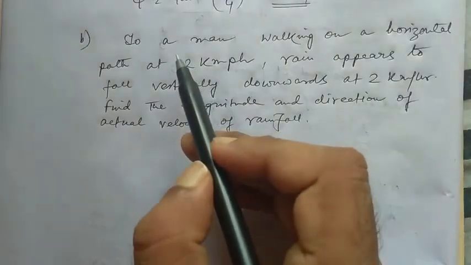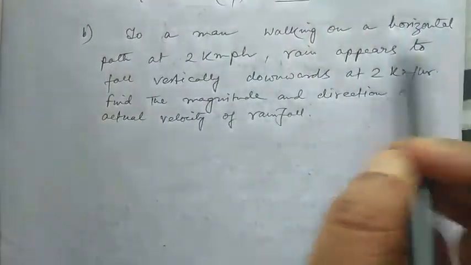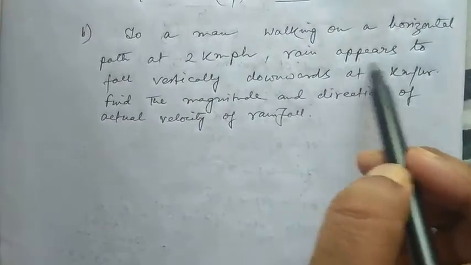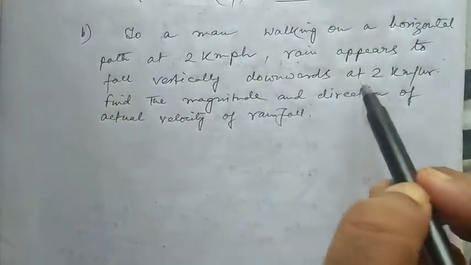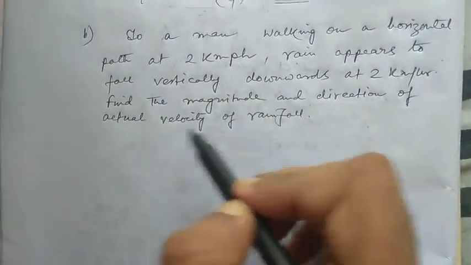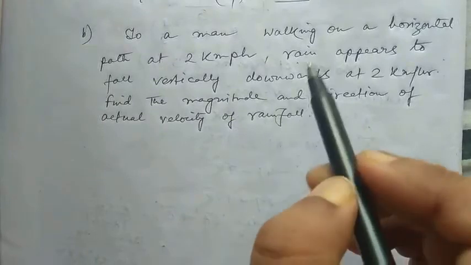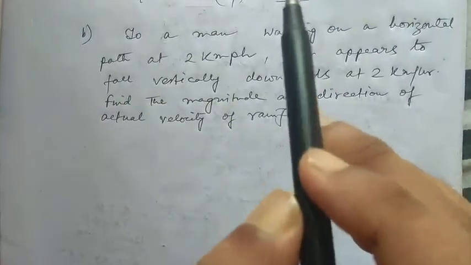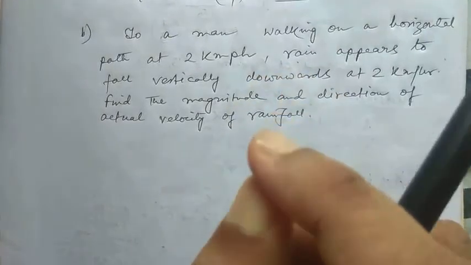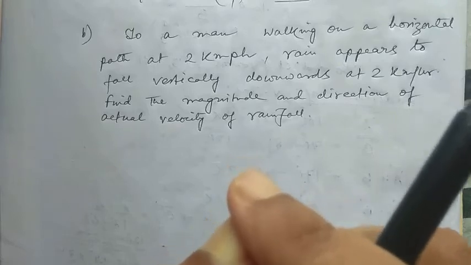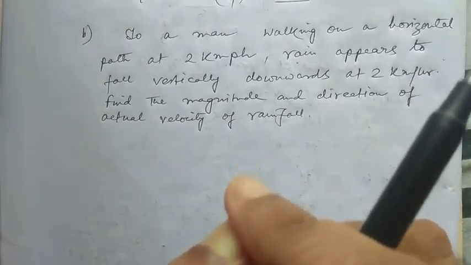Now we take another example. To a man walking on a horizontal path at 2 km per hour, rain appears to fall vertically downwards at 2 km per hour. Find the magnitude and direction of the actual velocity of rainfall. Now this question is a little bit different from the first one. In the first one, it stated that the rain was falling vertically downwards. That means the actual direction of fall of rain was vertically downwards.